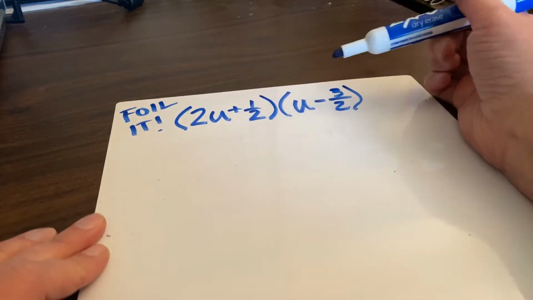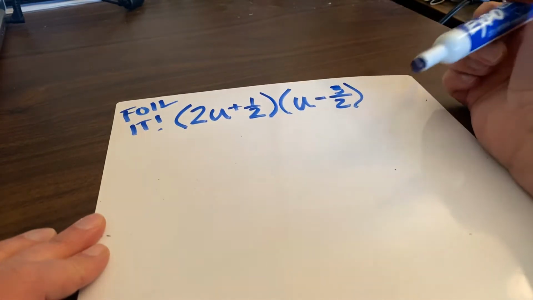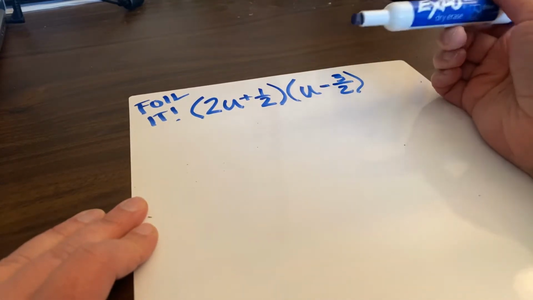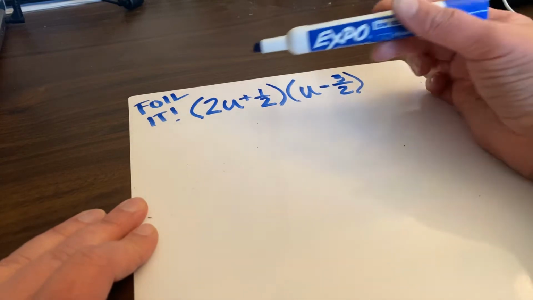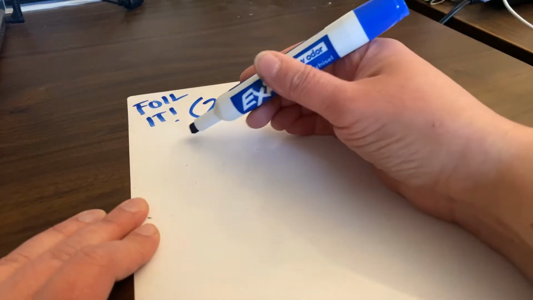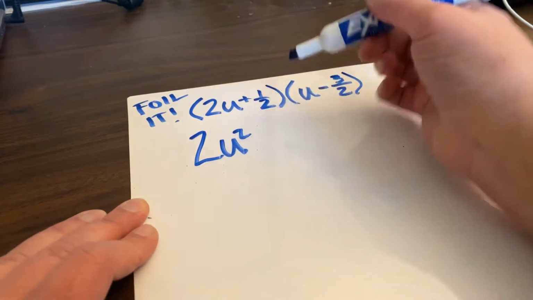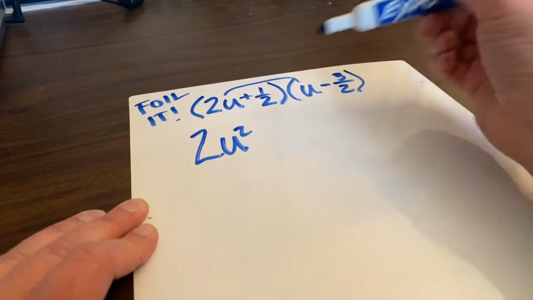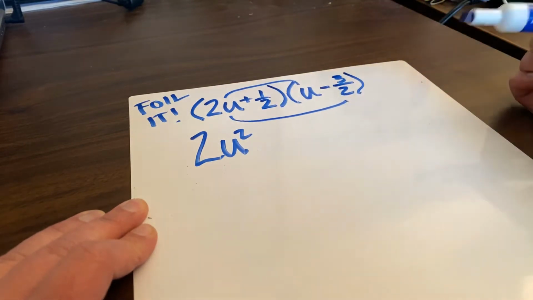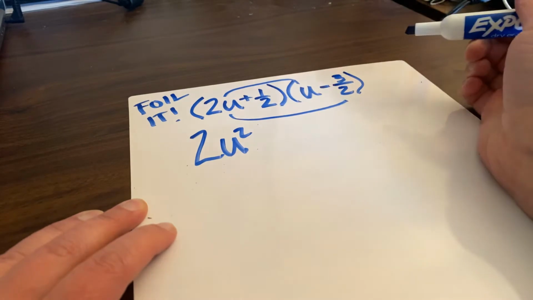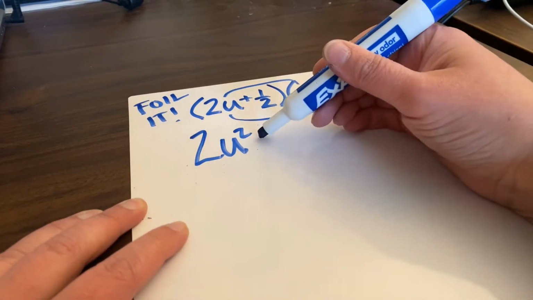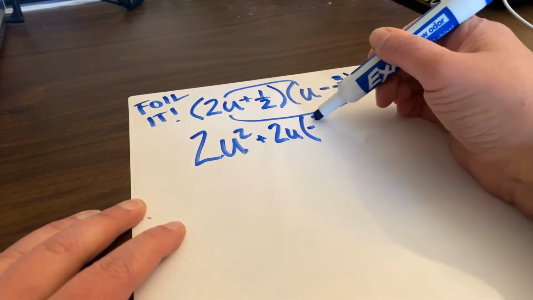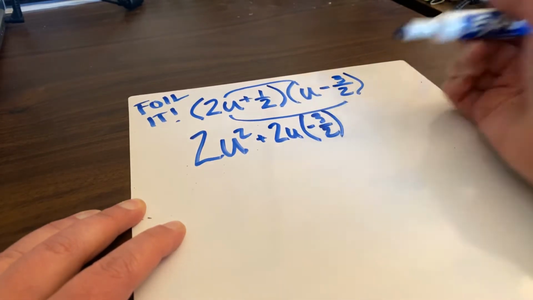When we see a binomial multiplied with another binomial, we want to FOIL it, all right? Remember, FOIL stands for first terms, outer terms, inner terms, and last terms. So we're going to start with 2u times u, which will be 2u squared, right? 2u times u is 2u squared. And then our outer terms, 2u times negative 3 halves, becomes, well, I'll write it as plus 2u times negative 3 halves for the moment.